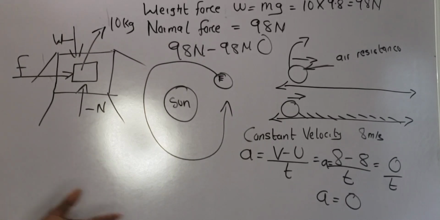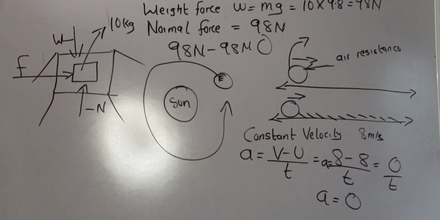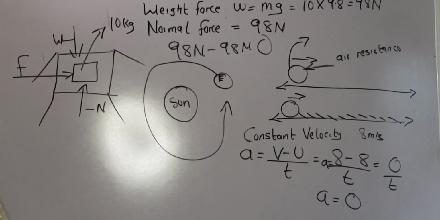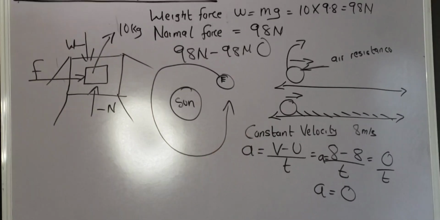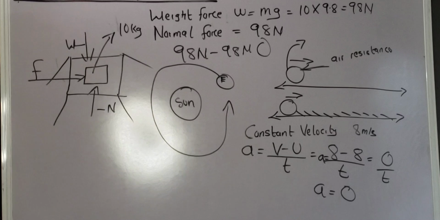When an object is at rest, the net force acting on that object is what? 0. So when an object is moving with a constant velocity, the net force of that object is what? 0. Okay, as we progress to the second law of motion, we are going to delve more into this. Okay, just pay attention. Now let's proceed to the second law of motion.